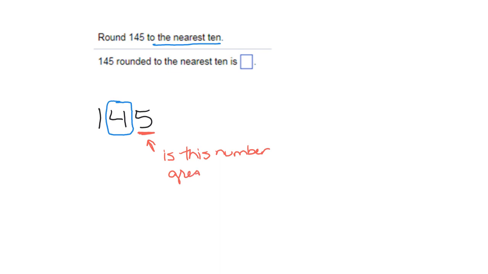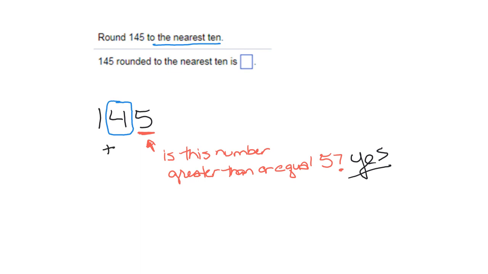Let me write this all out so you'll have it for your notes. So is this number greater than or equal to 5? And our answer on this is going to be yes, it is, because it is a 5. It is equal to 5. So what happens here is we will add a 1.